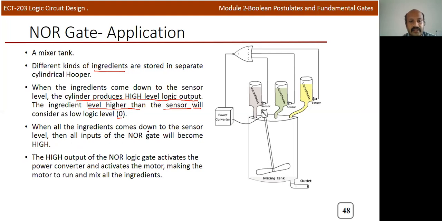And when all the ingredients come down to the sensor level, all the inputs of the NOR gate become low. Okay, when it completely drops out its content, the sensor output will be, sorry, 0, and at that time the NOR input is 0. Okay, and here you can see this high output of the NOR gate activates the power converter and the motor runs and mixes all the ingredients. Okay, in order to perform this particular application, we can use a NOR gate here.